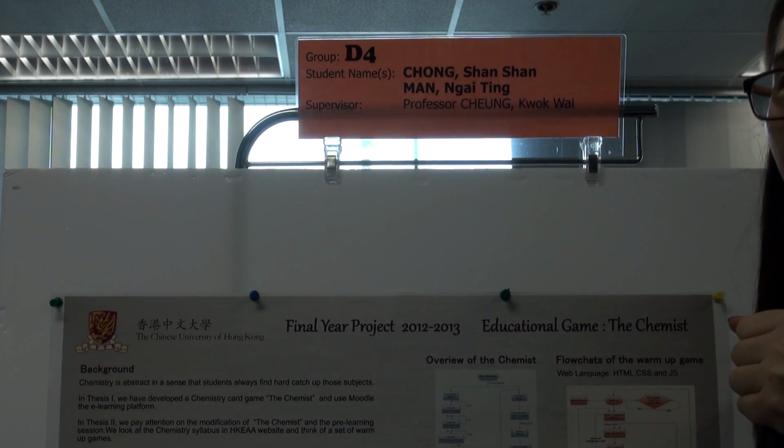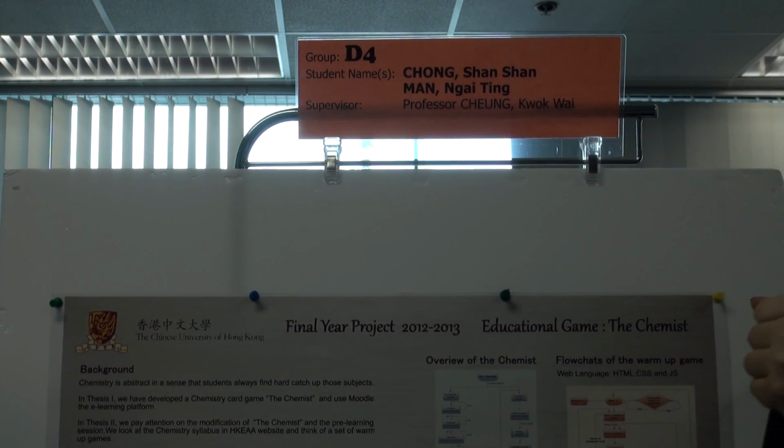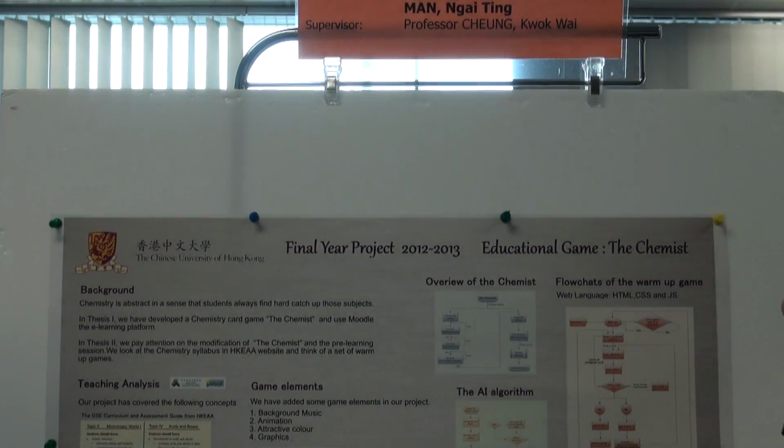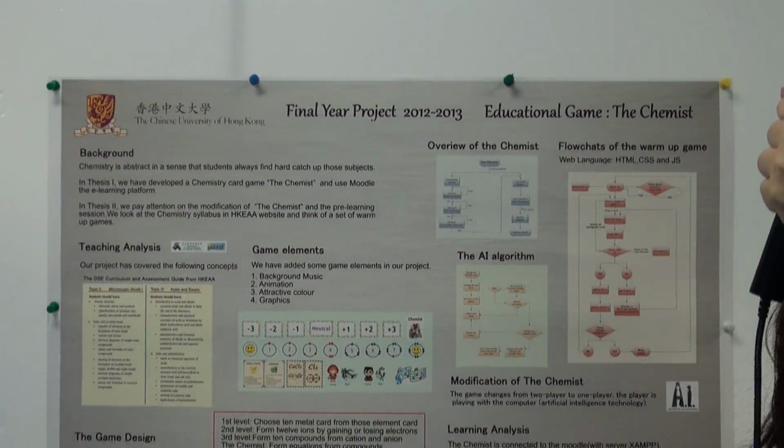We are now going to have our FYP poster presentation. I am Group 4. I am Zhang Sansan and she is Man I Ting. And our final year project is an educational game, the Chemist.